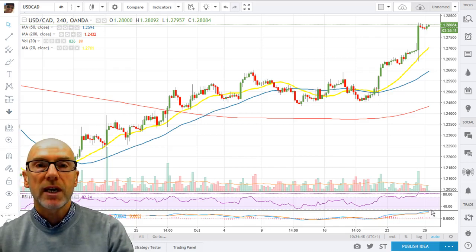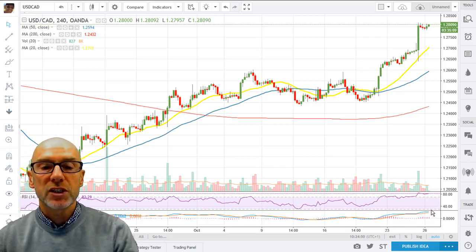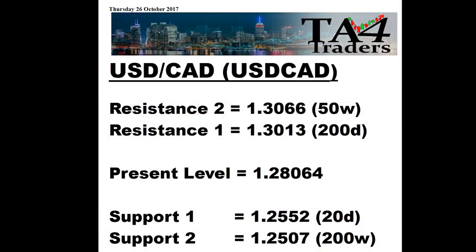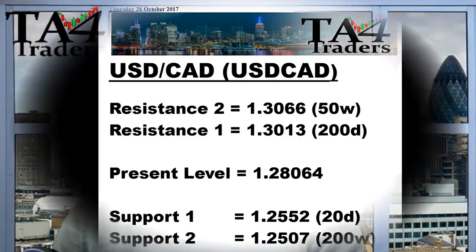So let's get some clarity on the support and resistance levels. Resistance 1, 130.13 from the 200-day, 130.66 from the 50-week, with support coming in from the 20-day, 125.52, and then from 125.07 from that 200-week.